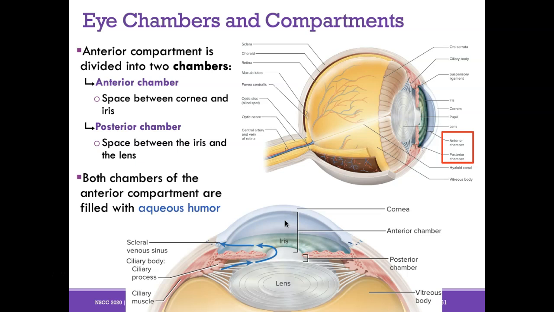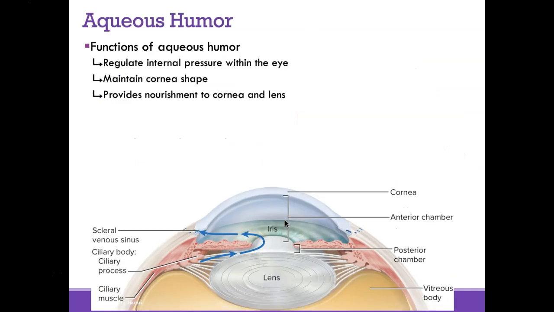And aqueous humor is a little different than the vitreous humor. The aqueous humor helps regulate the internal pressure within the eye and also helps keep the cornea its proper shape. We want to make sure that the cornea is its proper shape so it can refract light on the retina. The aqueous humor also provides nourishment to the cornea and the lens, just like tears do.